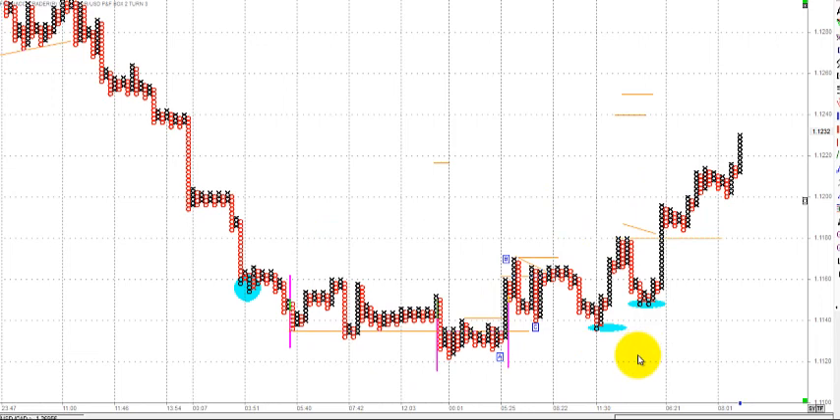Point and figure is, in my opinion, the most accurate way to calculate your stop loss and your take profit levels. Very often what you'll find is that if you get into some of these trades and you don't have a very specific strategy to find your take profit levels, you're going to be leaving a lot of money on the table.